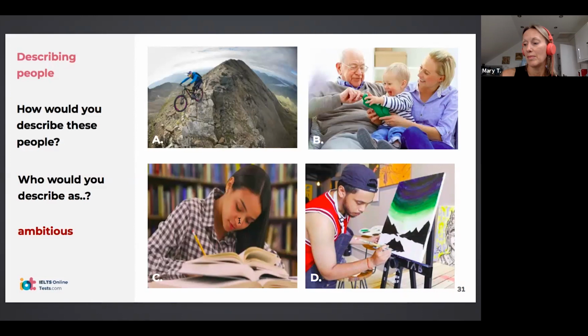Ambitious. C. Yeah, most of you saying C, some are saying D. I think you can be ambitious in different ways. So I would say C definitely. D, you could be ambitious. Maybe even A, you don't know. And then artistic is obviously going to be D, yes. Okay, patient.